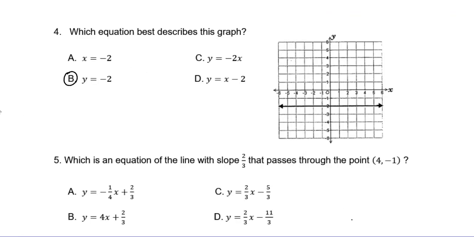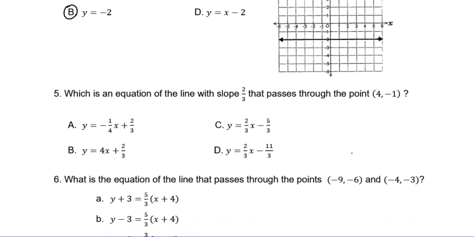All right, number 5, it says, what is the equation of a line that has the slope of 2 over 3 and passes through that point? So again, we need to find the two pieces of information. We need to know what the slope is, which it tells us, 2 over 3. And then we need to find the y-intercept.